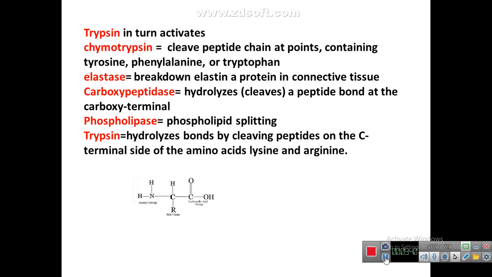Along with the activation of these enzymes, trypsin also hydrolyzes bonds by cleaving the peptide on the C-terminal end of the amino acid. C-terminal end means where the carboxylic acid group is present. But this happens when specific amino acids are present in a polypeptide chain, like lysine and arginine.